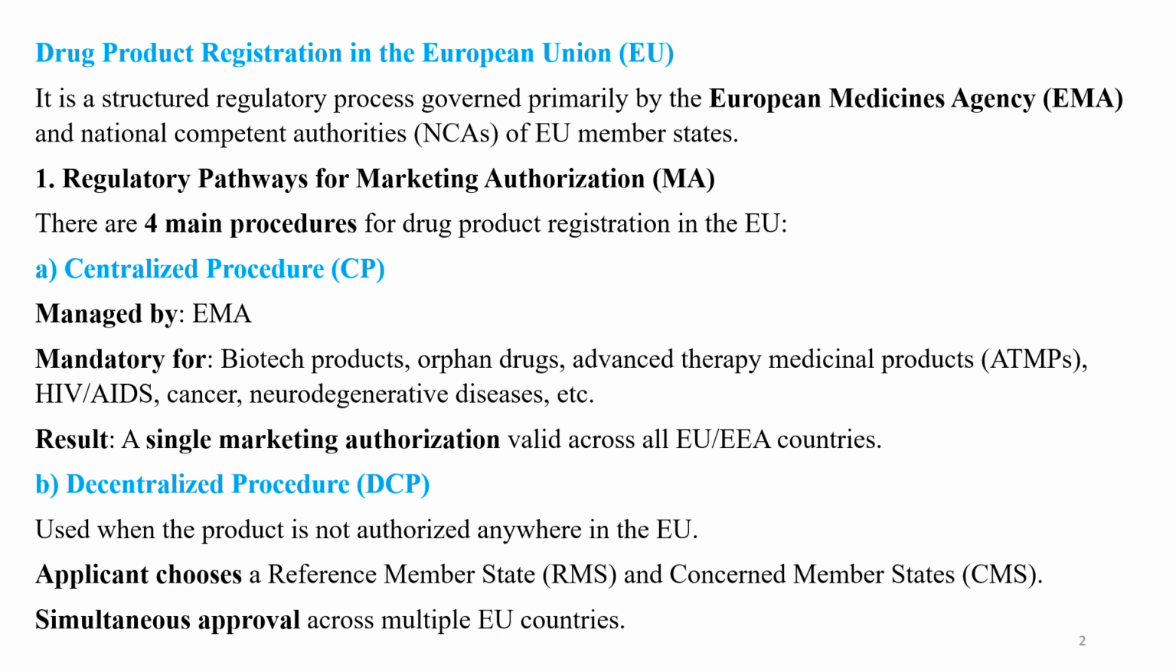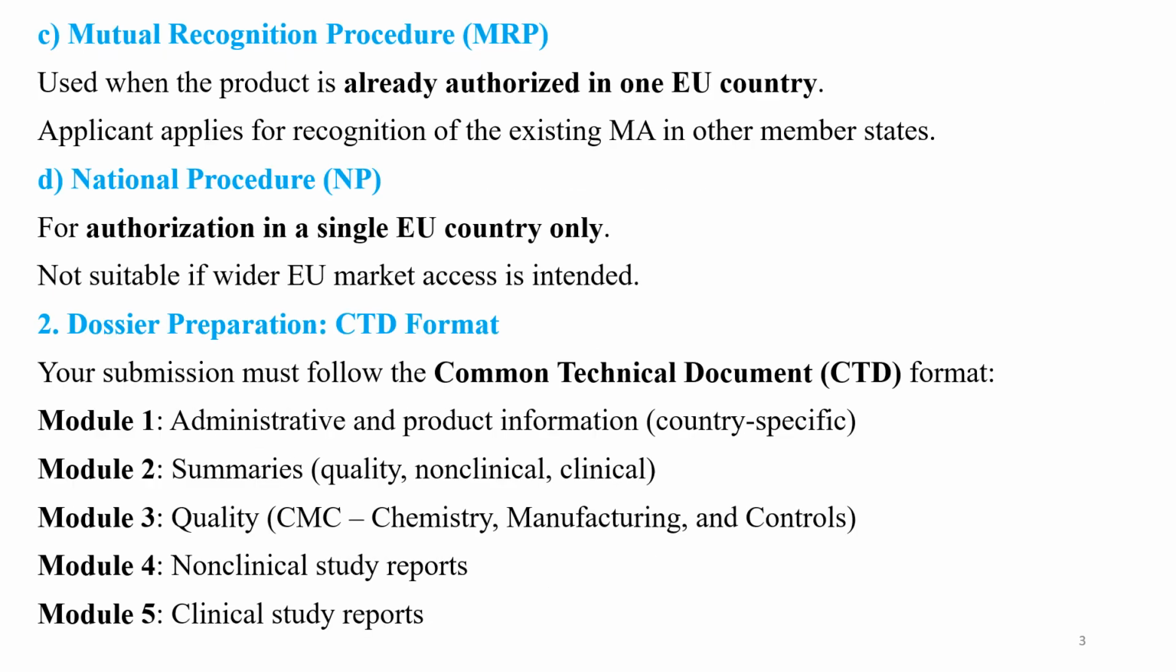Second is the decentralized procedure. It is called DCP. It is used when the product is not authorized anywhere in the EU region. The applicant chooses a reference member state, that is RMS, and the concerned member states, that is CMS. Simultaneous approval across multiple European countries can be done through the decentralized procedure.